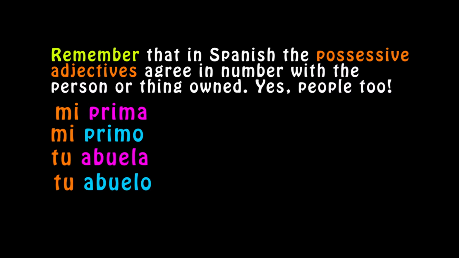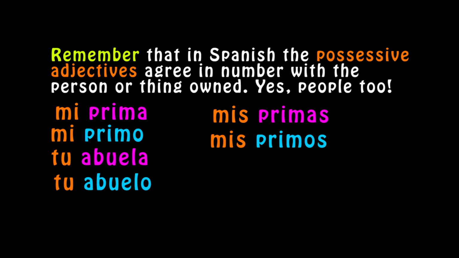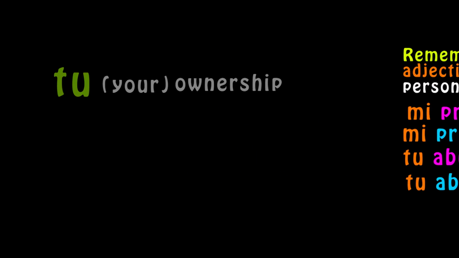So you have more than one. Mis primas, mis primos, tus abuelas, tus abuelos. Tu without the accent means possession, meaning your, while tú with the accent is the personal pronoun, meaning you. The pronunciation is the same, but the spelling is different because one has an accent. Tu without the accent means possession, your, while tú with the accent is the personal pronoun, meaning you.